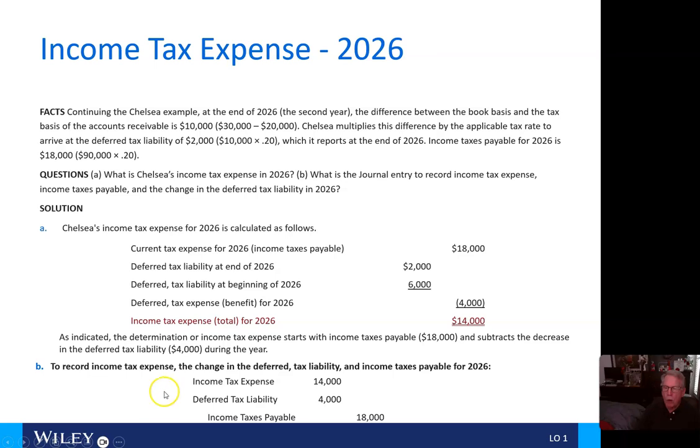So then to record the tax expense, the changes in deferred tax liability and income taxes payable, we will debit income tax expense for $14,000, debit deferred tax liability for $4,000, and credit income taxes payable for $18,000.